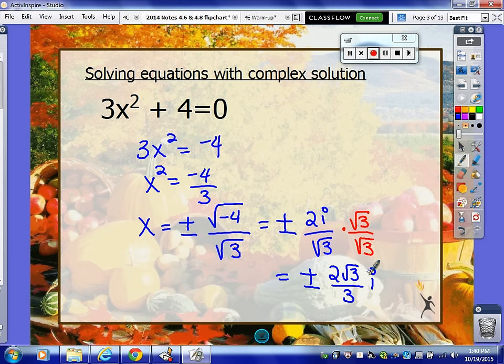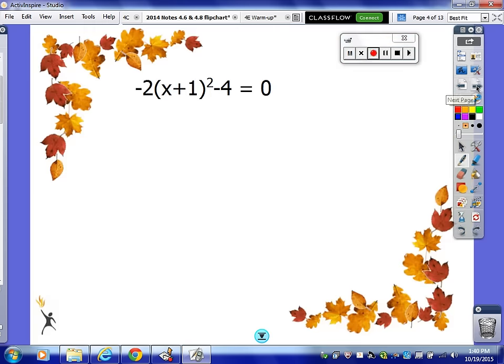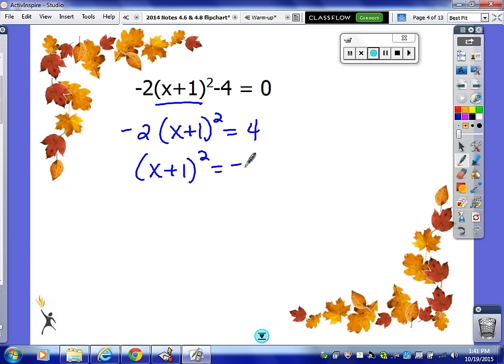Alright, let's look at the solution to that other graph that we did. Here again we're going to isolate this (x plus 1) squared term. We don't want to FOIL it out, we want to isolate it. So we're going to get negative 2 (x plus 1) squared is equal to 4. Divide by negative 2. We're going to get negative 2. Square root both sides. So we're going to get plus or minus the square root of negative 2.